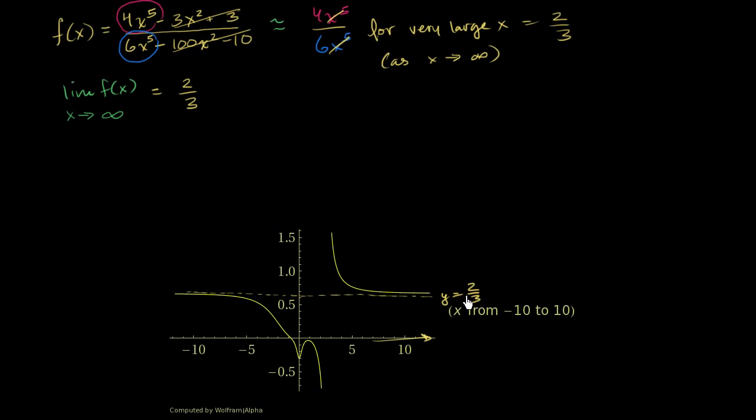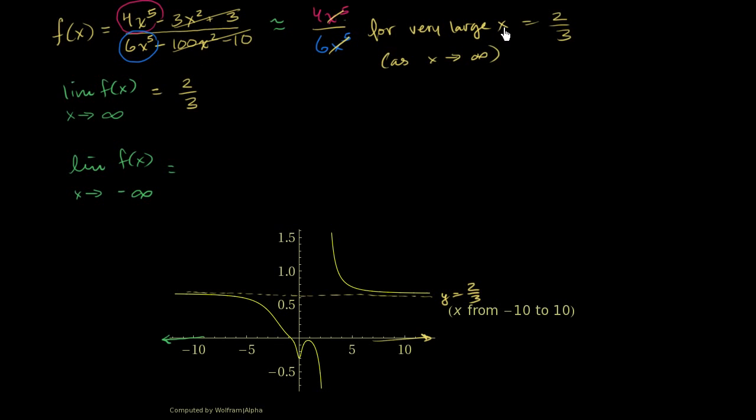And when we just look at the graph here, it seems like the same thing is happening from the bottom direction when x approaches negative infinity. So we could say the limit of f of x as x approaches negative infinity, that also looks like it's 2/3. And we can use the exact same logic. When x becomes a very, very, very negative number, as it becomes further and further to the left on the number line, the only terms that are going to matter are going to be the 4x to the fifth and the 6x to the fifth.